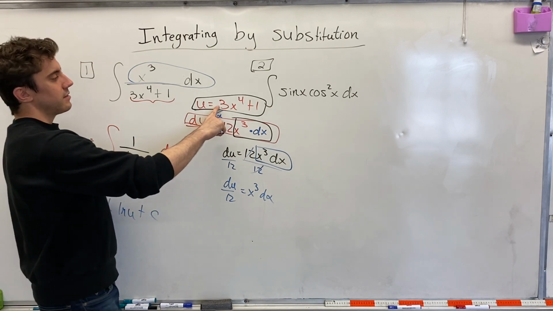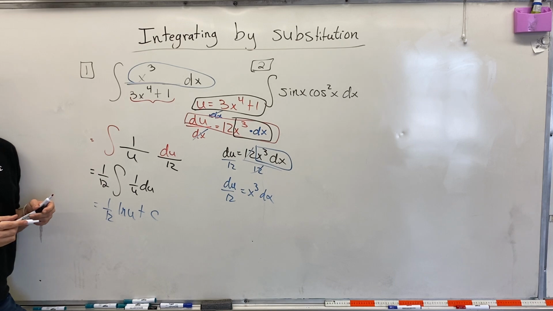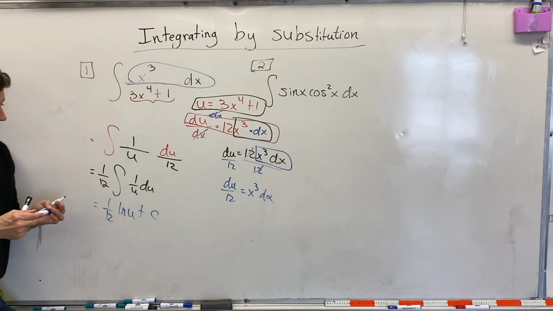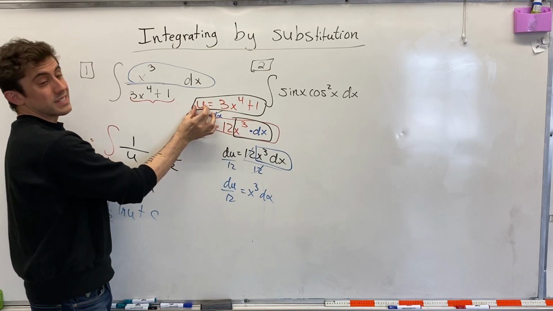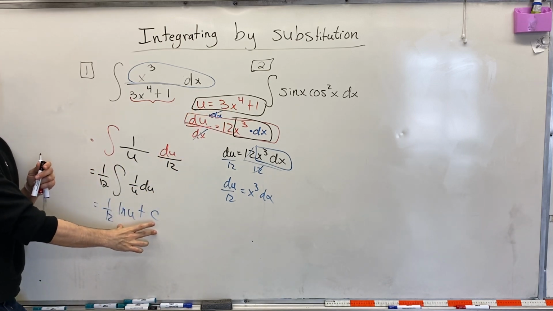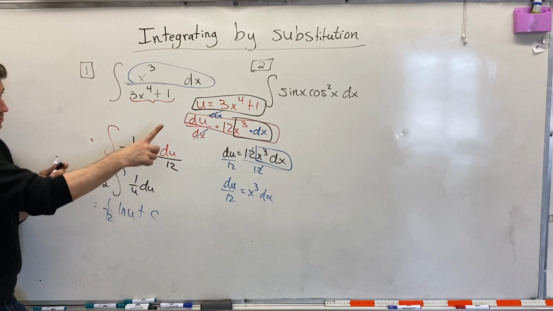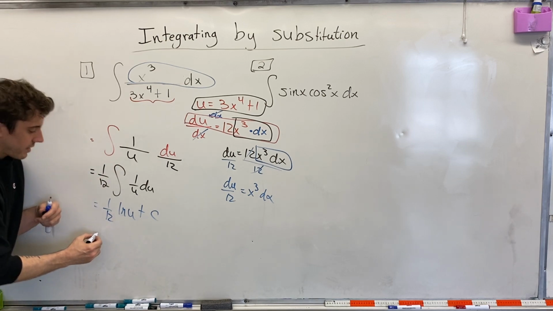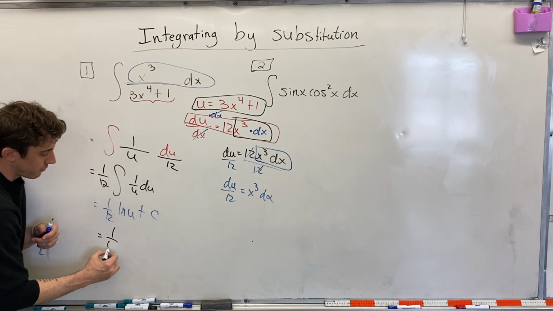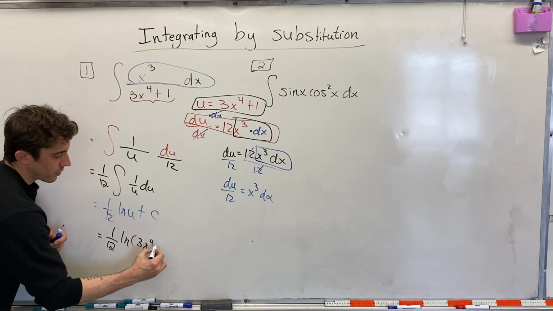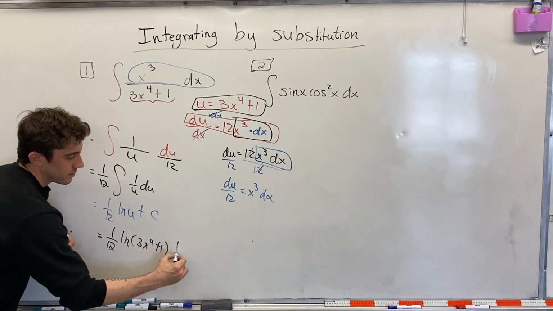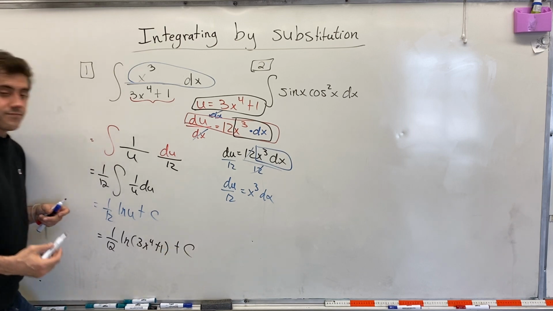Now we have our result in terms of u, but we need to finish it off by going back into x. If we do that, we can simply plug in 3x to the 4 plus 1 anywhere we see u in our solution. And so we'll replace the u with 3x to the 4 plus 1. Our final answer will be 1/12 ln of 3x to the 4 plus 1, and then plus c, okay?